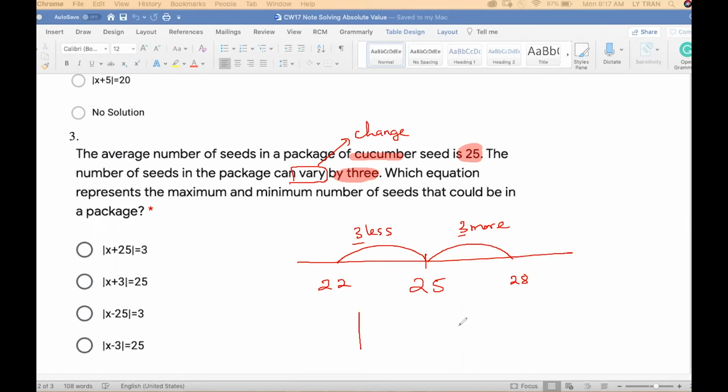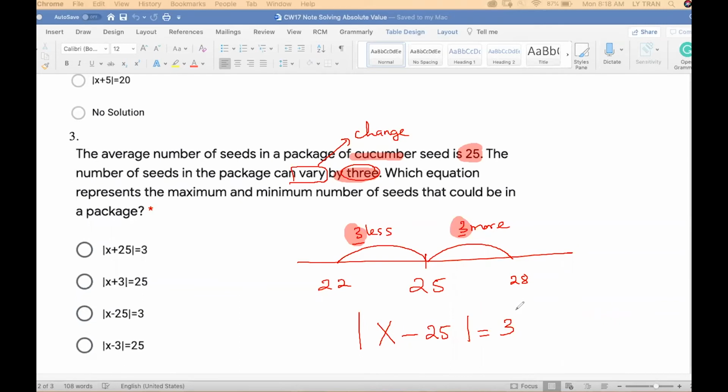So I'm going to set up the absolute value. Again, I do not know the exact number yet, so it's just going to be x, the distance away from that number, so minus 25. And it's going to give me the distance, how many units of distance? That's equal to 3, right? I have 3 less, I have 3 more, so that's my distance.